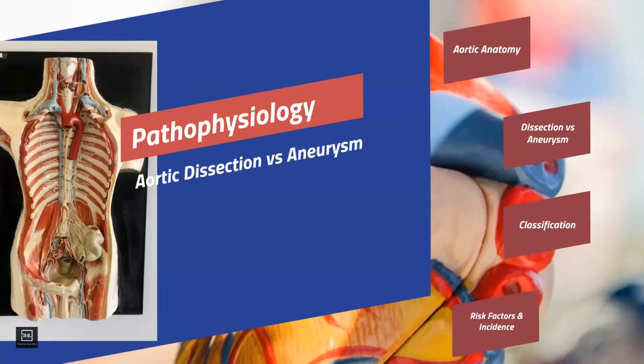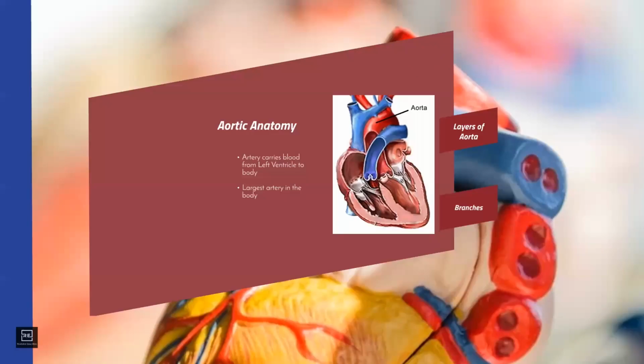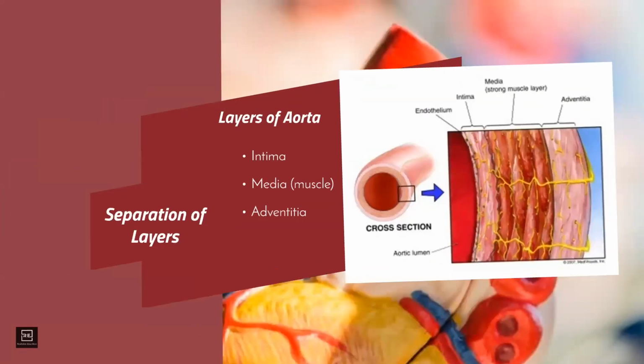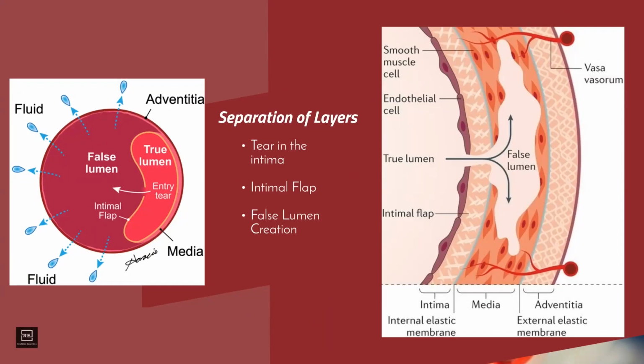Before we can discuss dissections and aneurysms, we need to understand the anatomy of the aorta. The aorta is the largest artery in the body and originates from the left ventricle. It carries blood from the left ventricle out to the rest of the body. The aorta is composed of three layers. The innermost layer is called the intima, the middle muscular layer is the media, and the outermost layer is the adventitia. In an aortic dissection, there is a tear or disruption in the innermost layer called the intima.